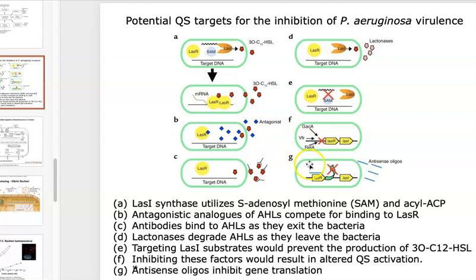I didn't talk about these guys, but they're in the figure over here, so don't worry about that. But again, it's inhibiting factors that would result in altered quorum sensing. And then another one is antisense oligos that would interfere with, for example, LasR expression. So if you have no signal, then the autoinducer synthase is making autoinducer that's not going to do anything.